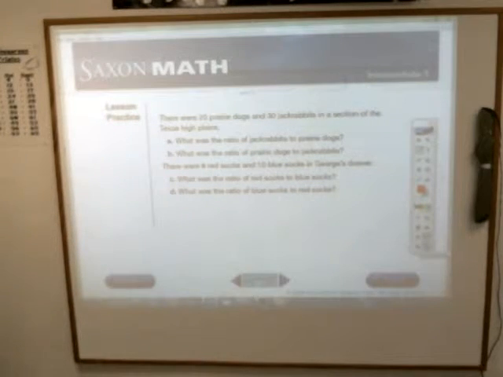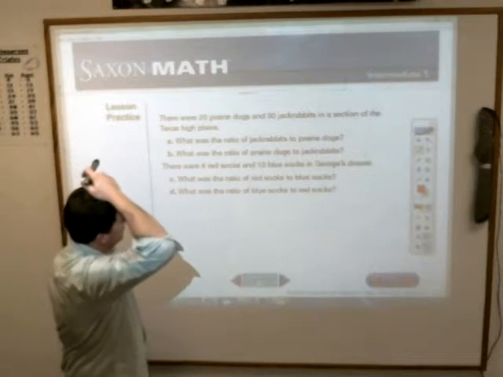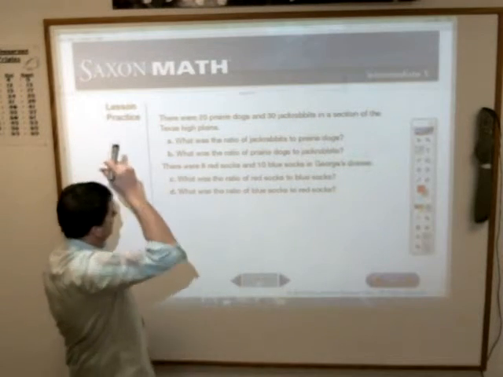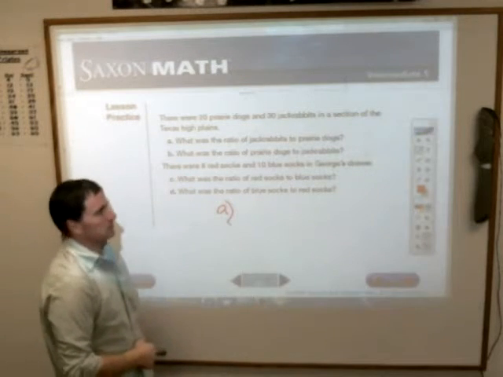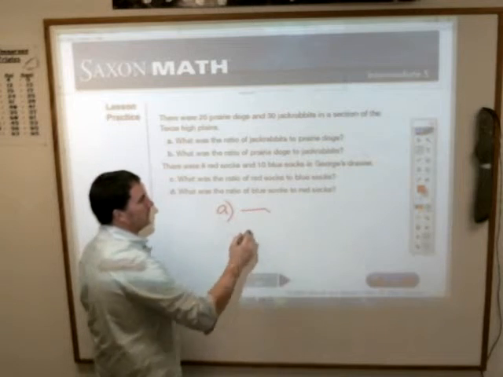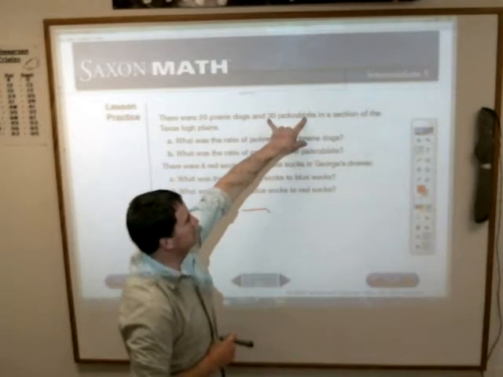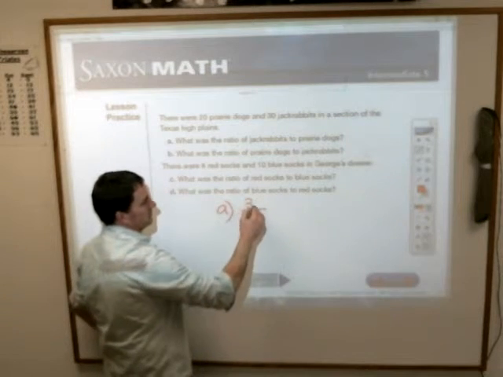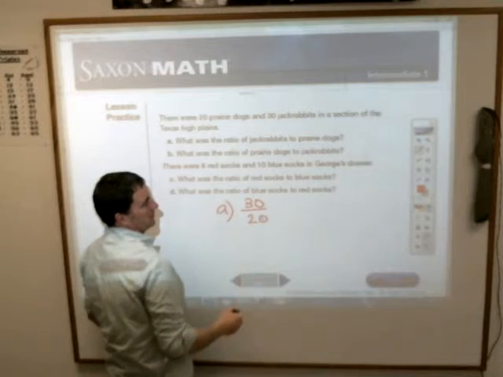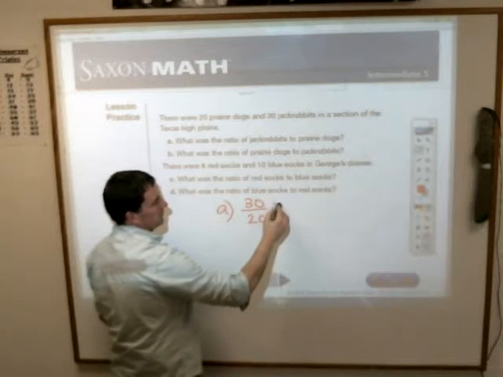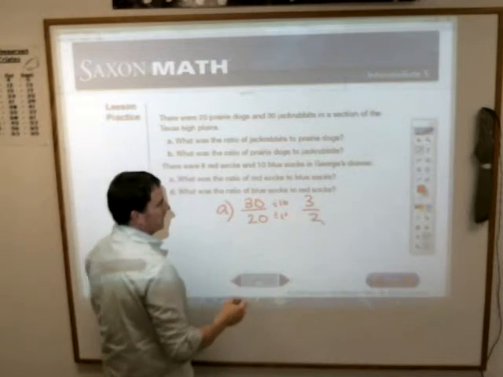Now let's just take a look at an example right out of the book here, and you'll see how easy this is. There were 20 prairie dogs and 30 jackrabbits in a section of the Texas High Plains. Letter A says, what was the ratio of jackrabbits to prairie dogs? And again, let me reiterate, first one given goes on top. So it's 30 jackrabbits to 20 prairie dogs. And again, you'd have to reduce that. You divide them both by 10. You end up with 3 to 2 for letter A.